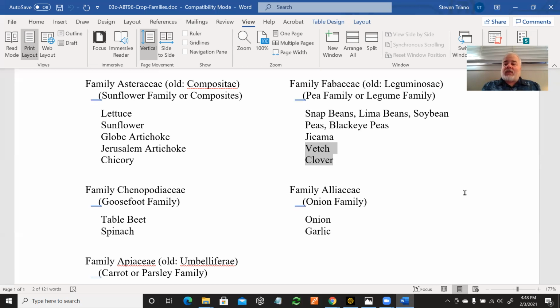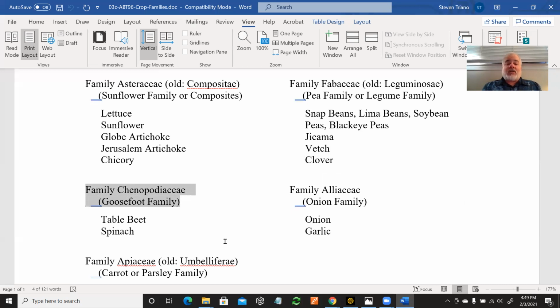So a little bit of a side diversion there, but we're talking about these legumes producing nitrogen. And so that was just a little side shoot on other ways to produce nitrogen. The next family, we have Chenopodiaceae. The CH at the beginning is like a K sound. Chenopodiaceae, called the goosefoot family.